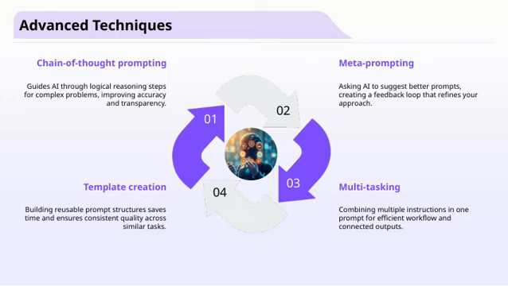Then there's template creation. Building reusable prompt structures can save us a lot of time. It also ensures that we maintain consistent quality across similar tasks, which is crucial when scaling up projects or maintaining standards. Finally, multitasking involves combining multiple instructions into a single prompt. This makes workflows more efficient because it allows the AI to produce connected outputs in one go, rather than handling each task separately. All of these techniques tie back to our overall theme: mastering advanced methods to make AI more accurate, efficient, and reliable in practical applications.